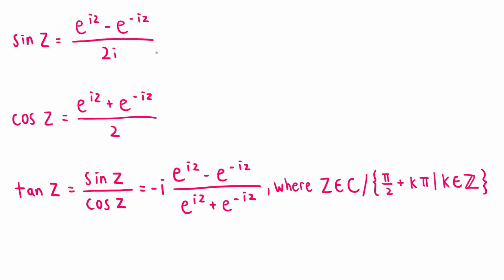So these are the definitions of sine of z, cosine of z, and tangent of z in terms of the exponential function. And we also have to keep in mind that tangent of z has a restricted domain and is not defined for z values in the form pi over 2 plus k pi for all integer values of k.